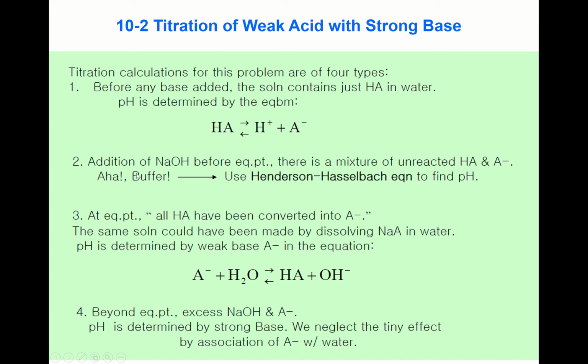Second is the addition of strong base, sodium hydroxide, before the equivalence point. There is a mixture of unreacted weak acid form and anion form. Since we have these two components, that is a buffer, and then we use the Henderson-Hasselbalch equation to find the pH. This equation can be usefully employed.